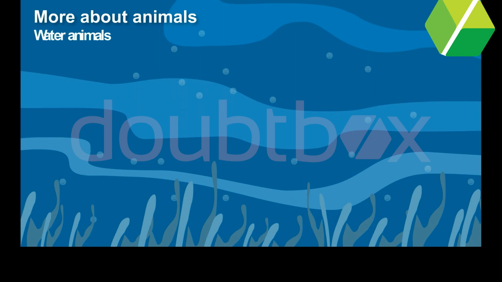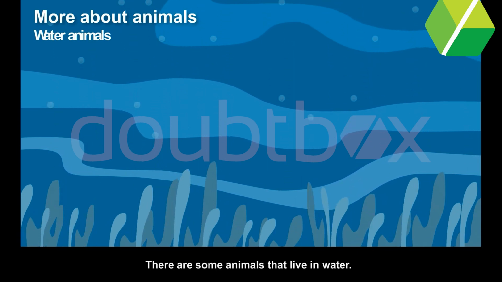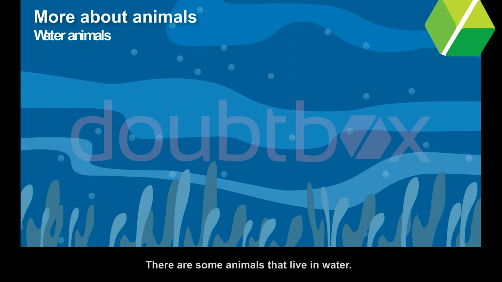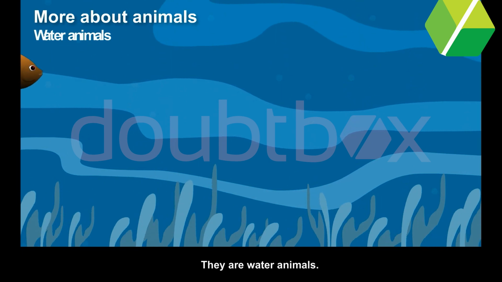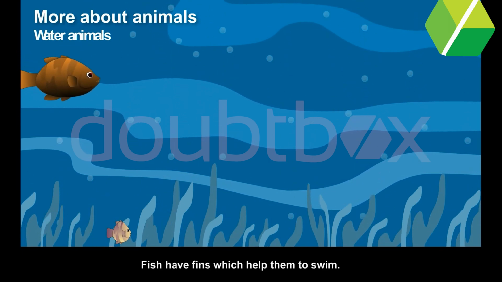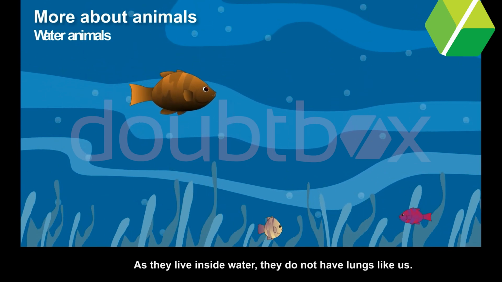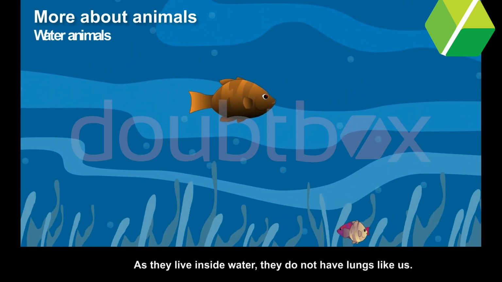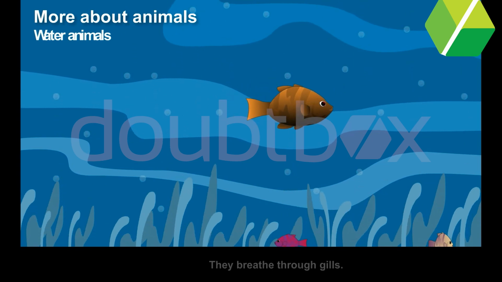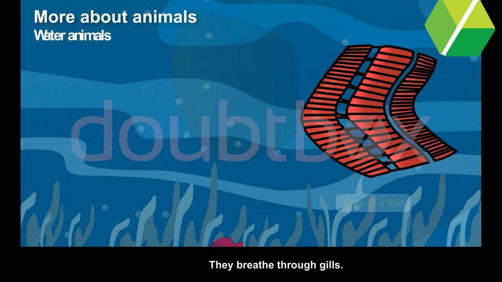Water animals. There are some animals that live in water. They are water animals. Fish have fins which help them to swim. As they live inside water, they do not have lungs like us. They breathe through gills.